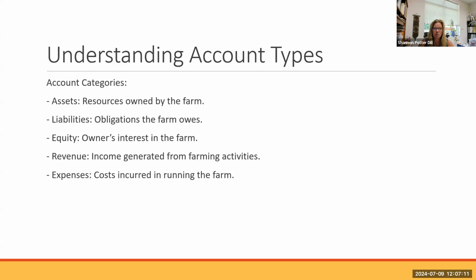There are liabilities, which are obligations that the farm owes, and those can be added into a chart of accounts. There's also equity, which is the owner's interest in the farm. Oftentimes it's some type of savings line. And then probably the ones that you think of the most are revenue, which is your income, and expenses, which are your costs.